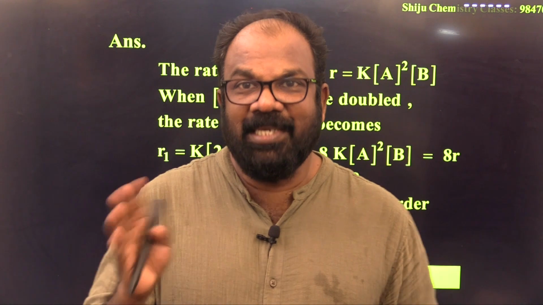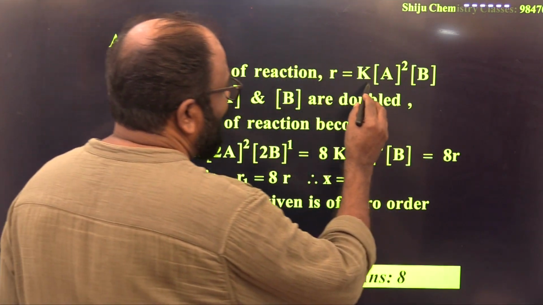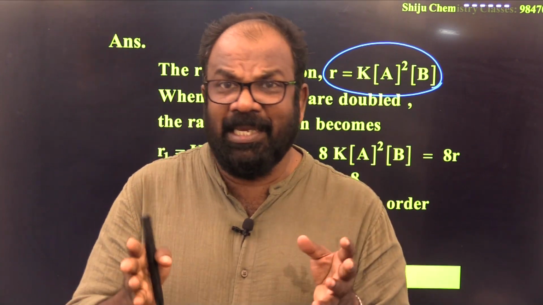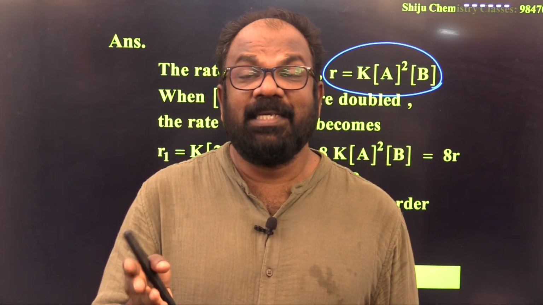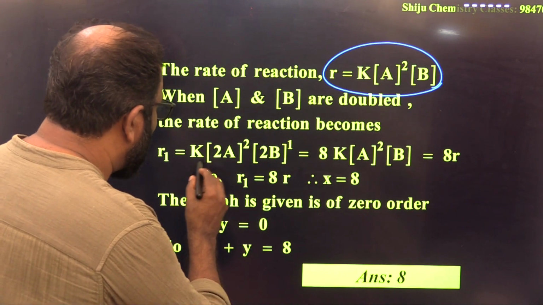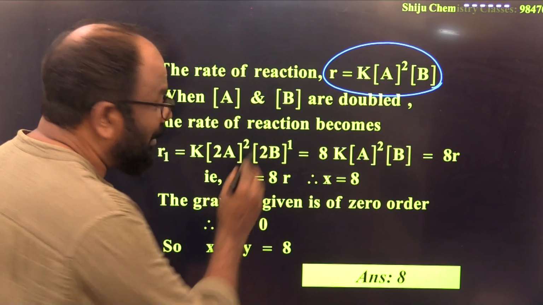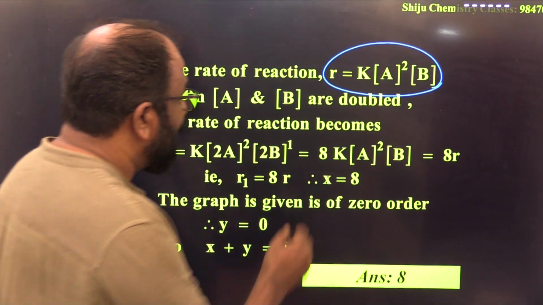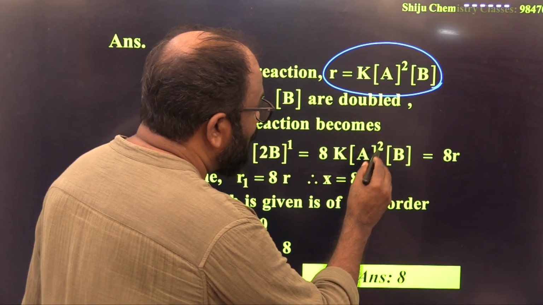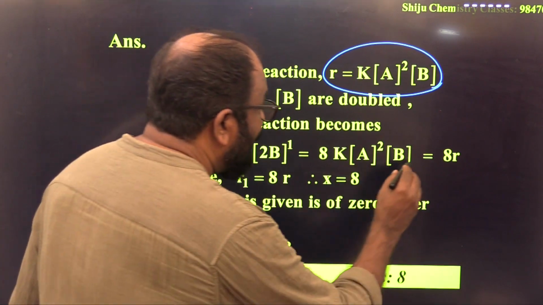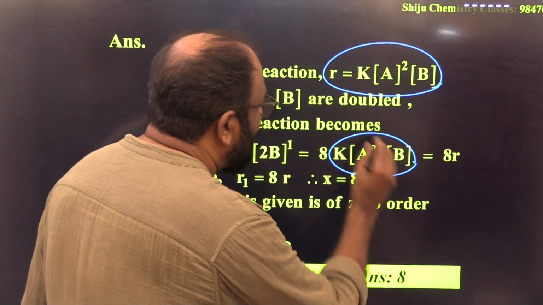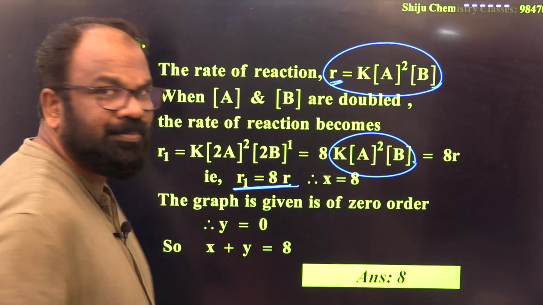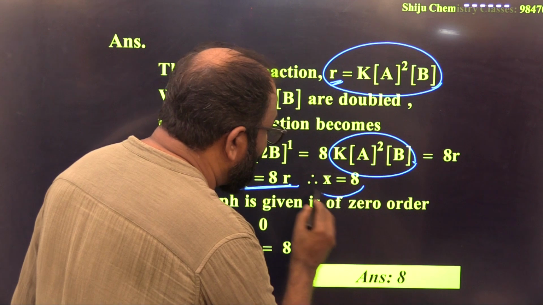Here the rate of reaction is given as R is equal to K into concentration of A square into concentration of B. When concentration of both A and B are doubled, the rate of reaction becomes R1 is equal to K into 2A the whole square into 2B. 2 square is equal to 4, into 2 is 8. Thus the equation becomes 8 into K into concentration of A square into concentration of B. But K into concentration of A square into concentration of B is small r. Therefore, R1 is equal to 8R. That means the value of X is equal to 8.